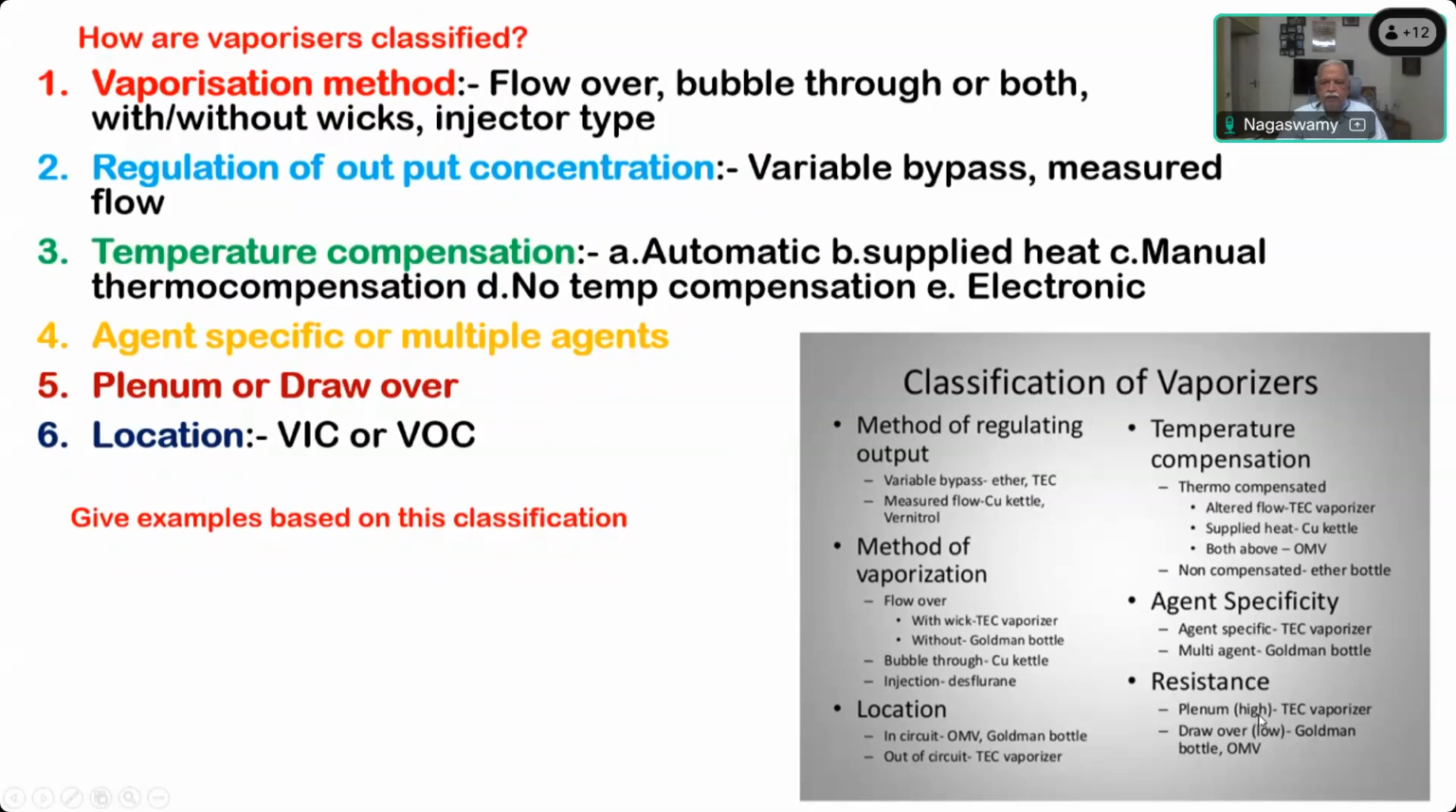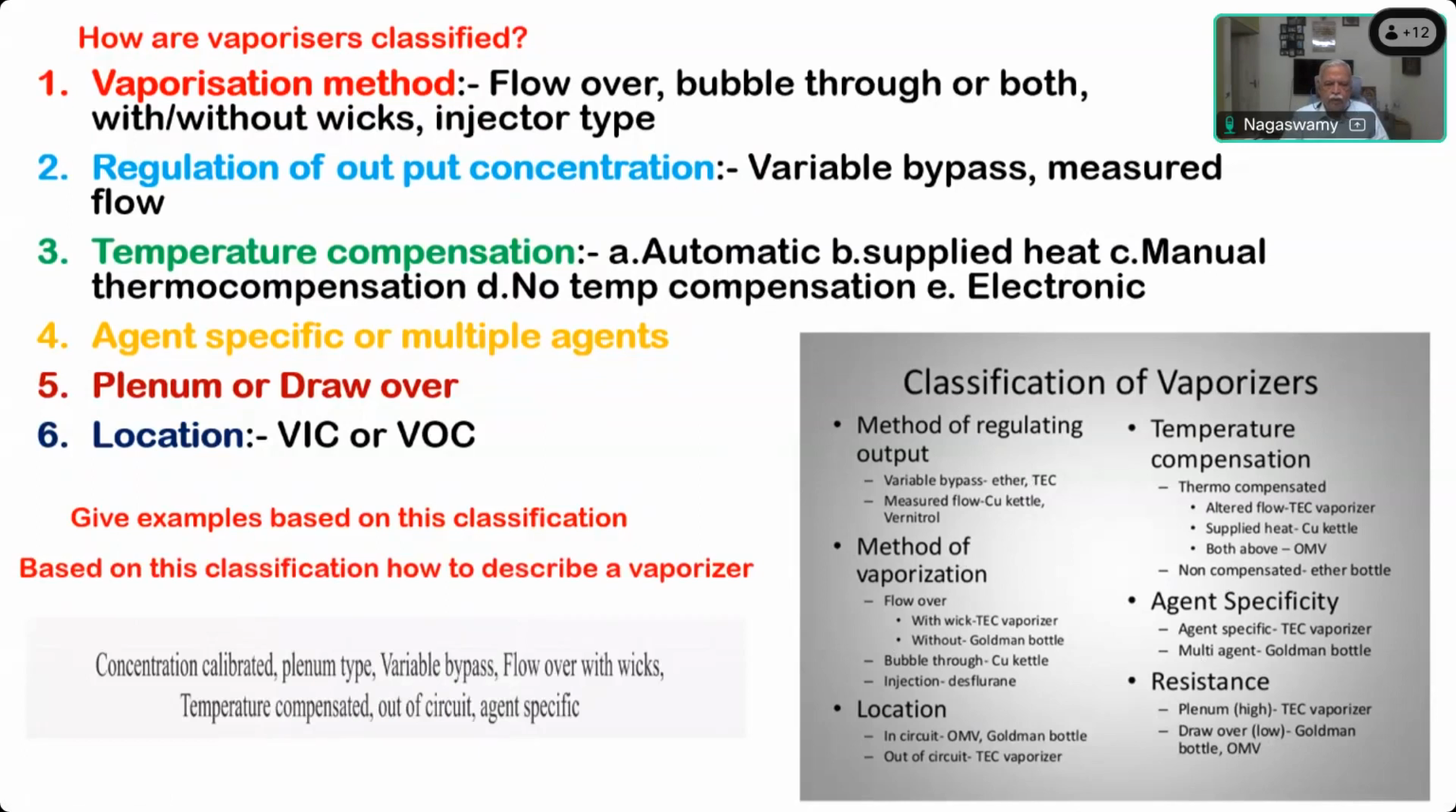And resistance: plenum is high resistance, where gases coming into the inlet of the vaporizer come under high pressure. That is the plenum actually, so all the Tec vaporizers. And drawover is where there is less resistance, or it is the inspiratory effort which is drawing the gases into the surface to come in contact with the surface of the liquid, as in Goldman and Oxford miniature, ether bottle, all these things. So the sixth method, you have six examples. So Tec vaporizers can all be classified under these categories.